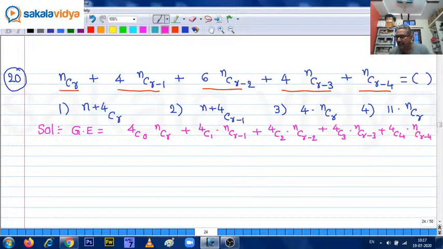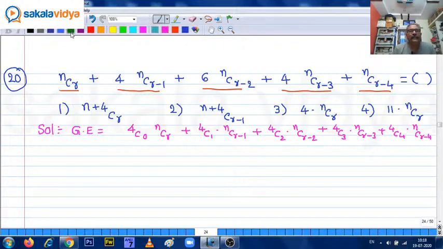Very interesting factor, we shall get it. So what is the interesting factor? Actually see, the lower indices 0 plus r, 1 plus (r-1), 2 plus (r-2), 3 plus (r-3), 4 plus (r-4), with n and 4 on top. Here we have one wonderful identity.